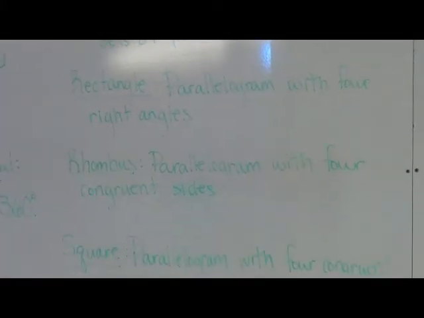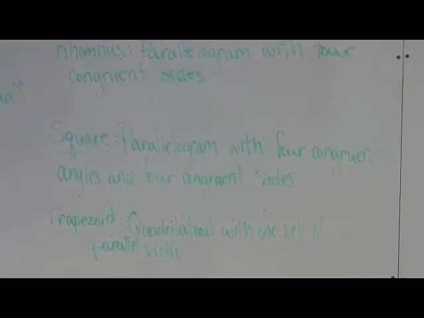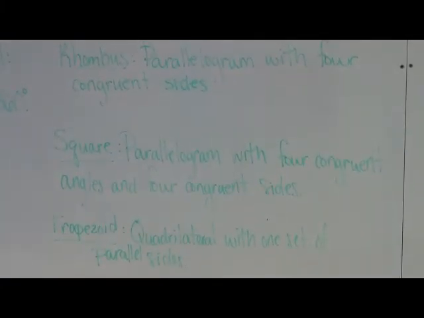So if we move down, we're now looking at squares and trapezoids. So a square is both a rectangle and a rhombus because it's a parallelogram that has 4 congruent angles, which are all 90, and 4 congruent sides. So it has a little bit of both of those things. And then a trapezoid is separate altogether. So parallelograms, rectangles, rhombus, square, those all relate. Trapezoid is all by itself. It's a quadrilateral with 1 set of parallel sides.